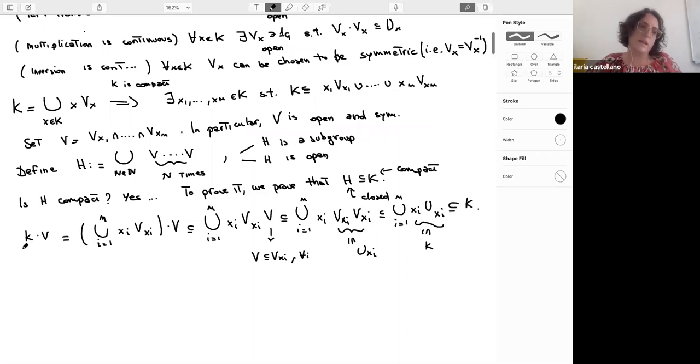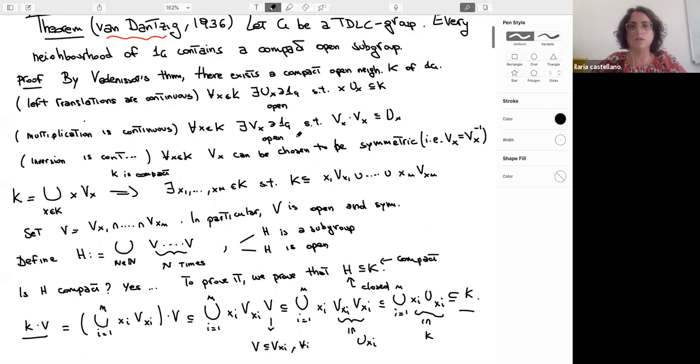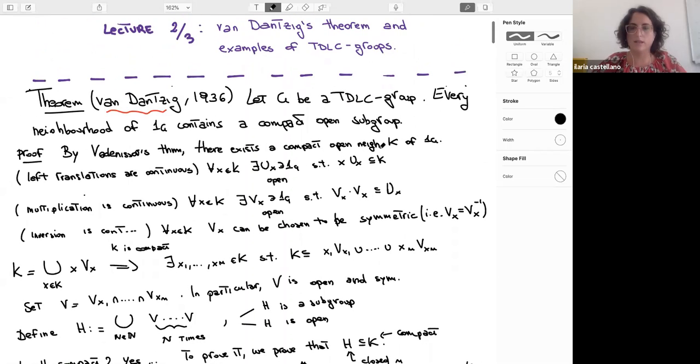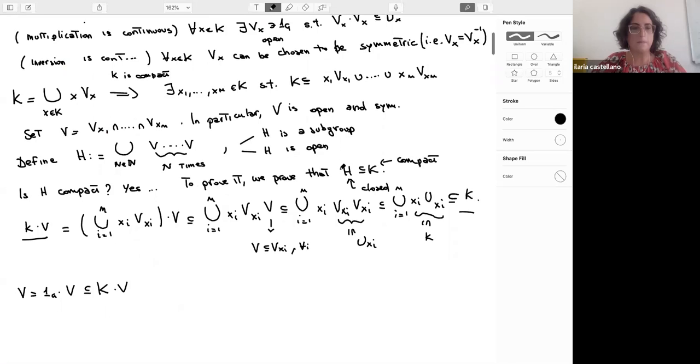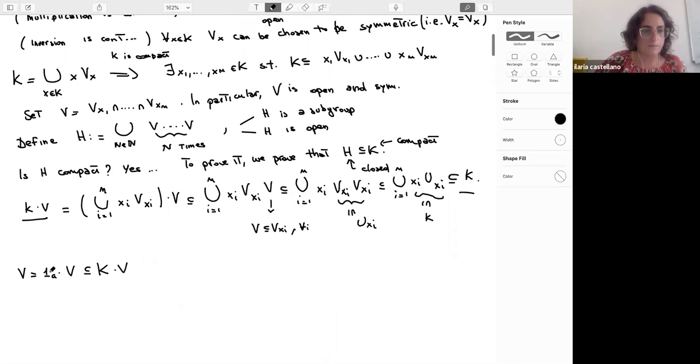So I obtained that K times V is contained in K, and now I can use it because V is nothing but 1_G times V, which is contained in K times V, because K was a neighborhood of the identity. So the identity is inside K. So we have this one. Now we go, let's say, by induction. So let's see how do we do this?